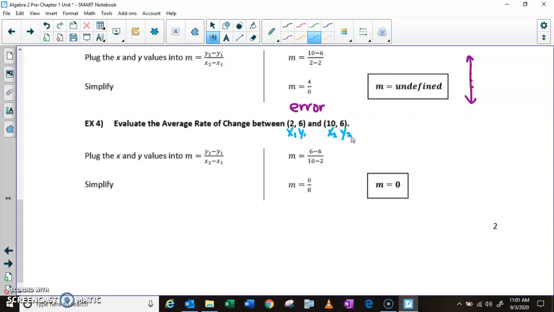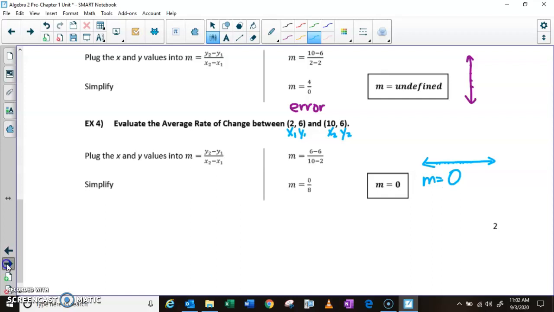So if I think about that, I'm going to rise 0. I don't rise, but I run 8. I'm going 8 to the right. I can see the slope is a horizontal line. So here my slope is horizontal. Horizontal lines have a slope of 0. My undefined lines are lines that are going to be vertical. So that is the difference between those two special cases that you talked about in 8th grade.